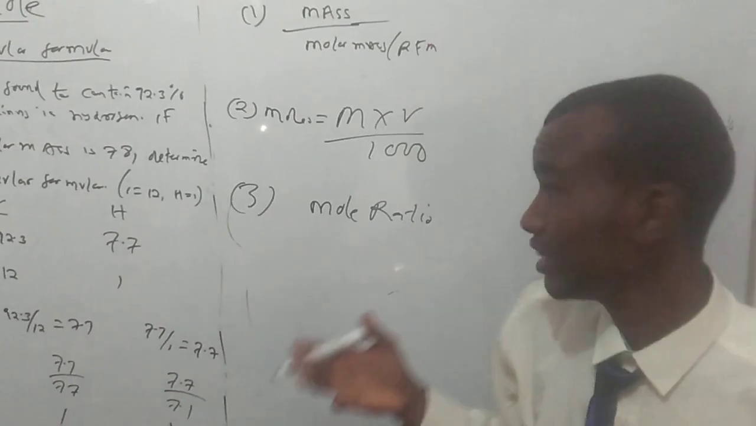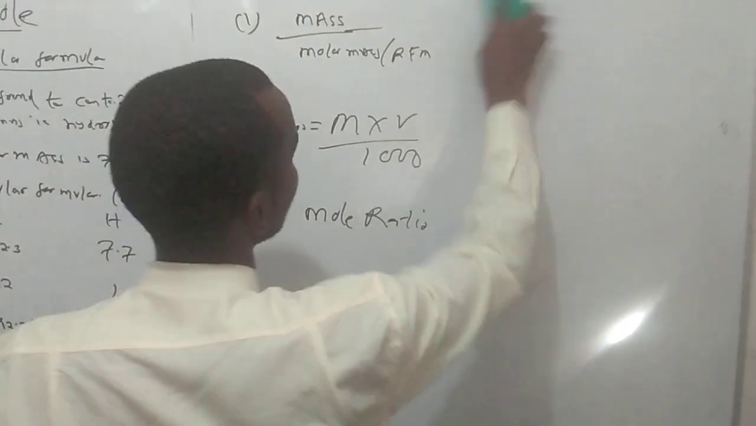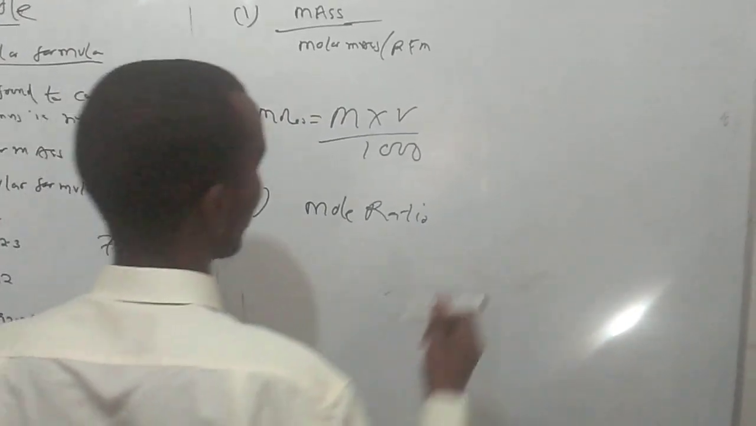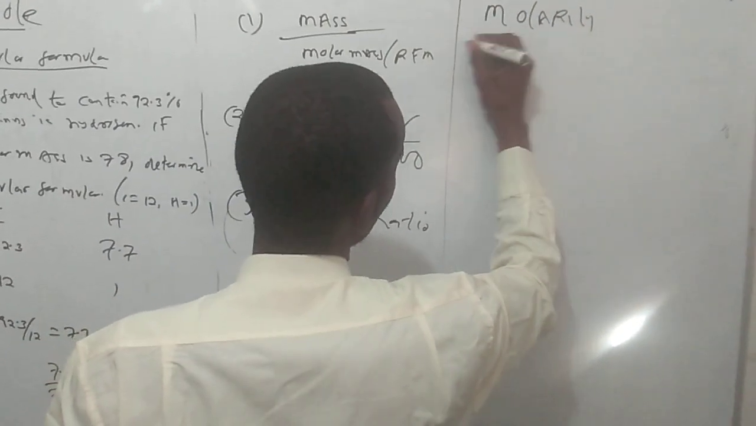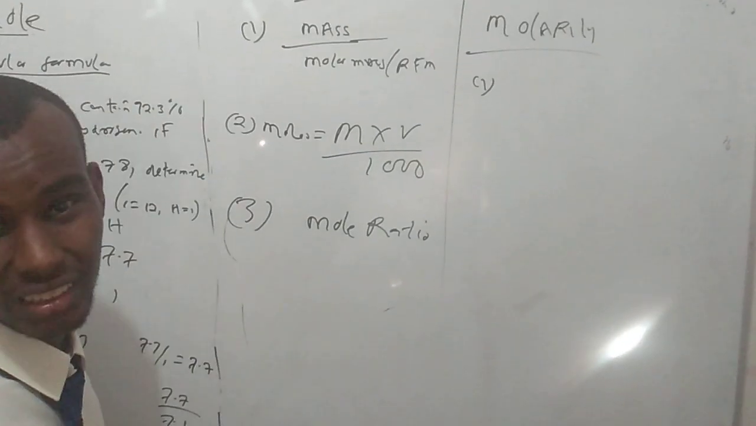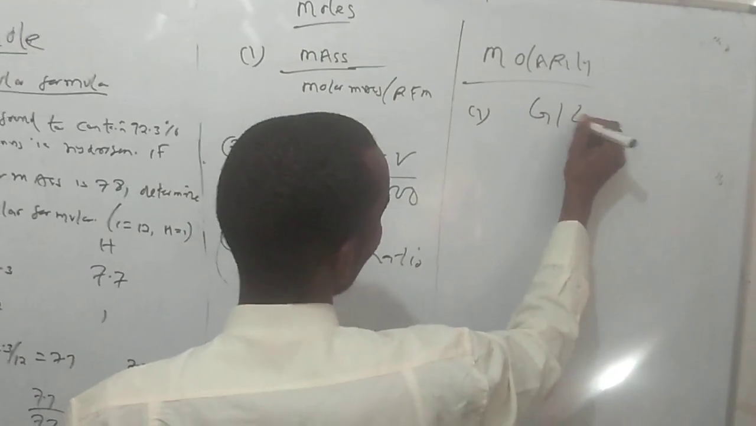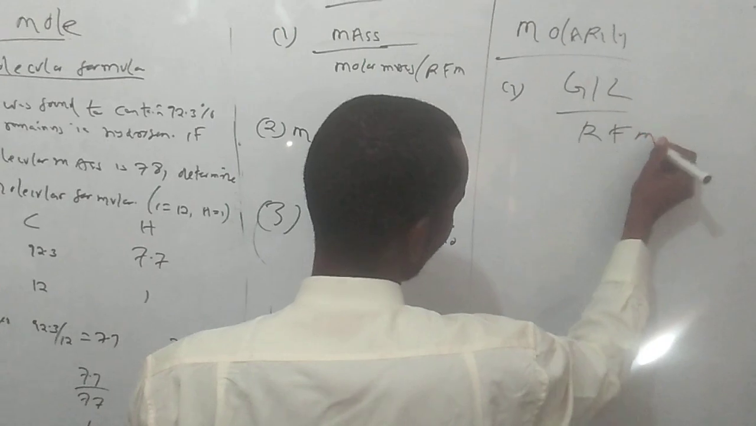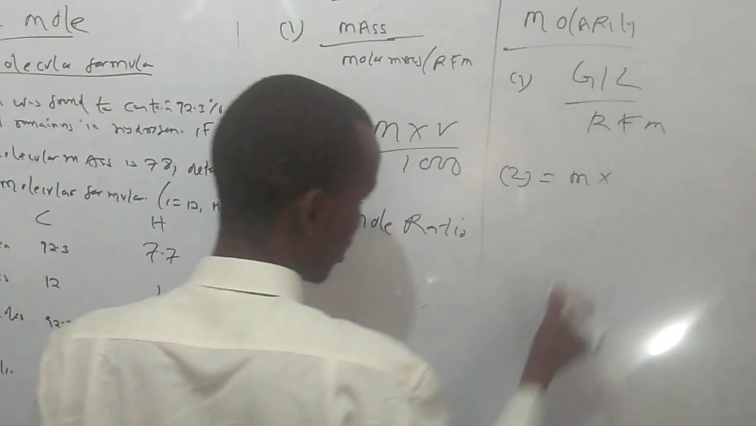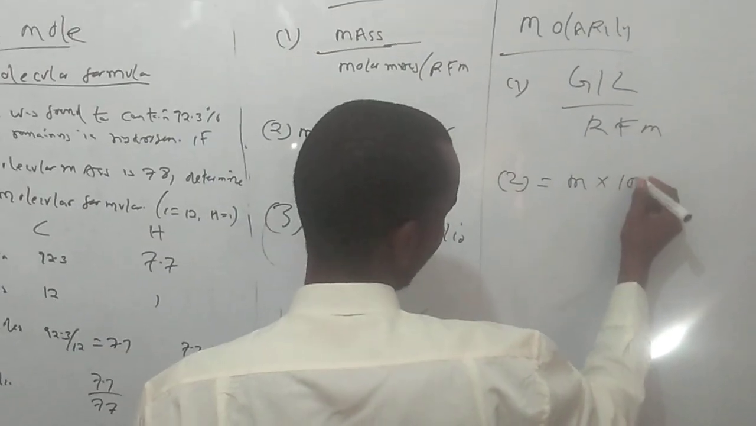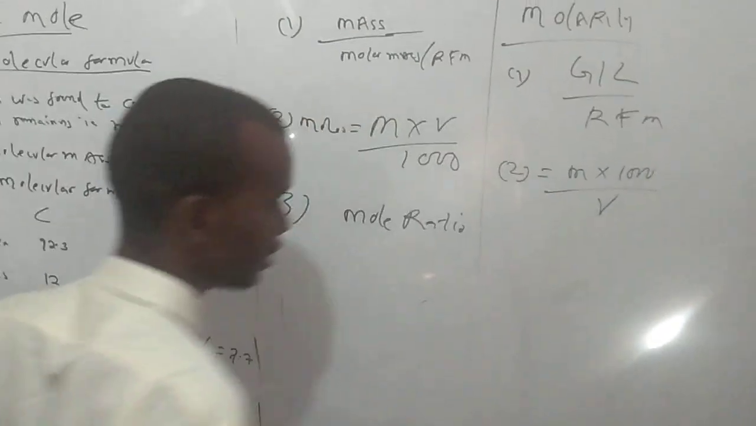I want to do the same for molarity. There are two ways of getting molarity. The first way is gram per liter over RFM. The second way is molarity is equal to moles multiplied by 1,000, divided by volume. So these are the only two ways of getting molarity.